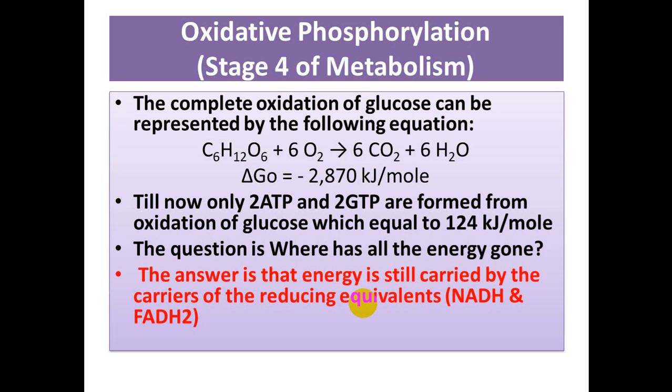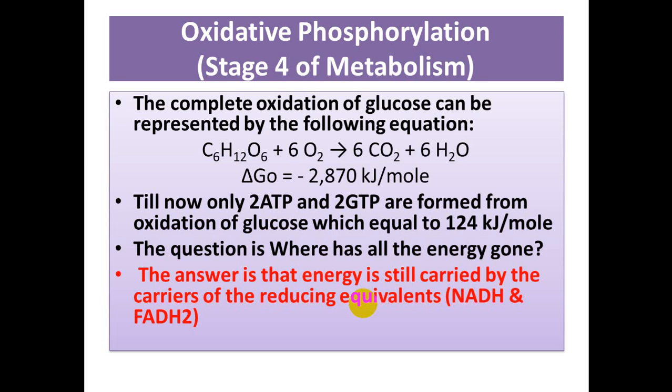C6H12O6 plus 6O2 is equal to 6CO2 plus 6H2O. Delta G, energy generation, is equal to minus 2870 kilojoule per mole. Thus, only 2 ATP and 2 GTP are formed from oxidation of glucose, which is equal to 124 kilojoule per mole. The question is where has all of the energy gone?